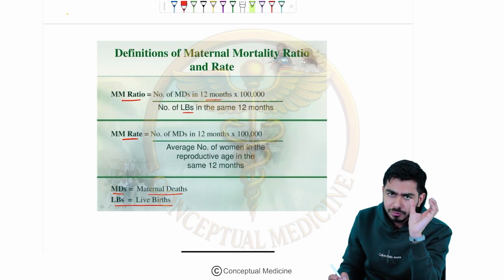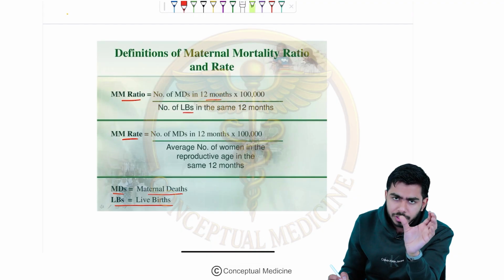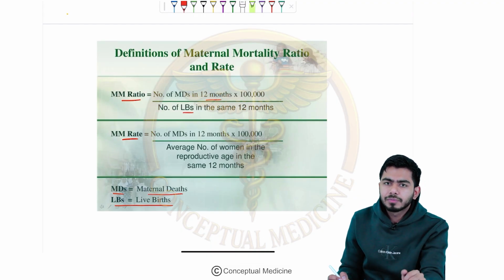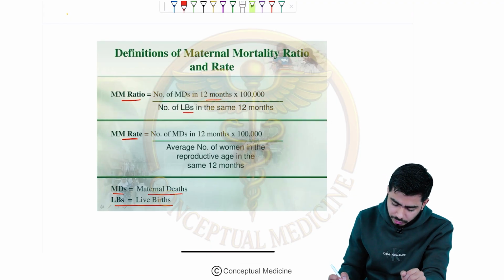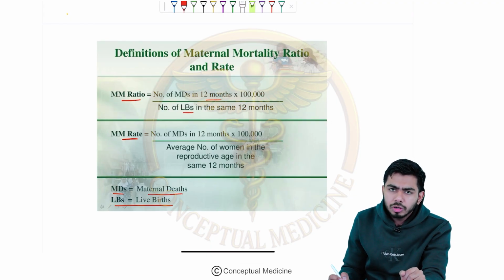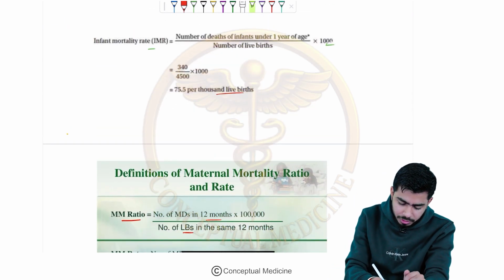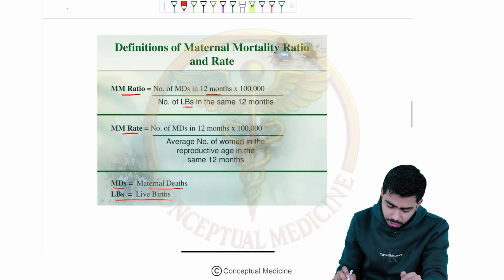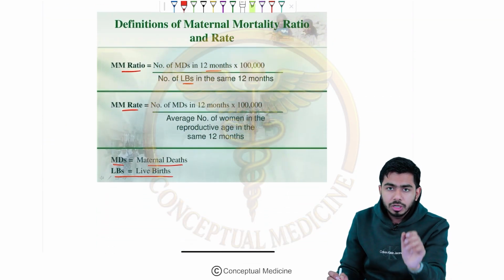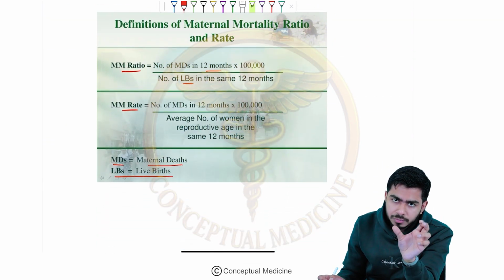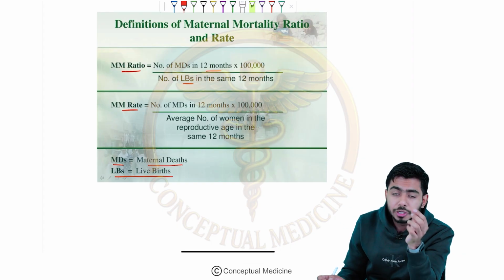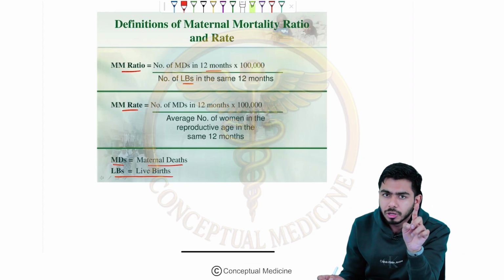So the number of maternal deaths which happen in 12 months or 1 year, divided by the total number of live births which happened in 1 year, multiplied by 100,000, right? So here we'll be calculating the total number of maternal deaths happening per 100,000 population. For example, before we were saying per 1000 live birth, here we'll be saying per 100,000 population, right? Now the maternal mortality rate: the number of maternal deaths happening in 1 year, the multiplier will be 100,000 only, but the denominator will not be the live births now.